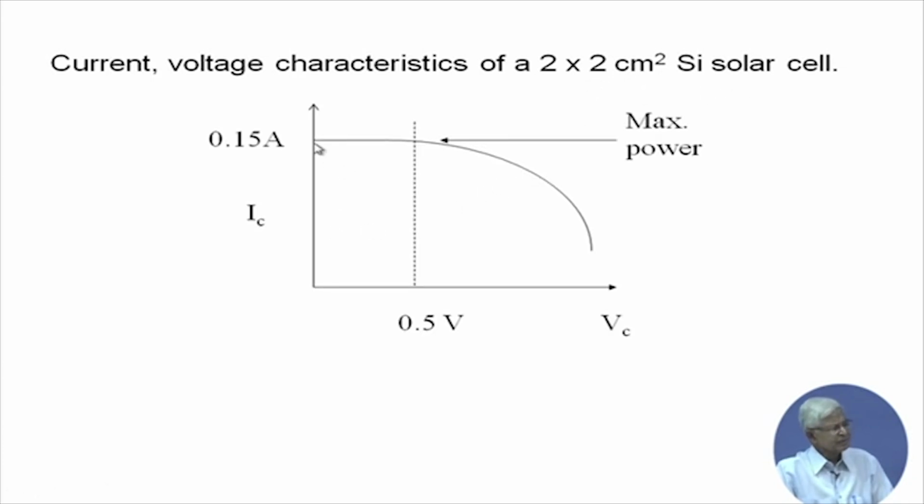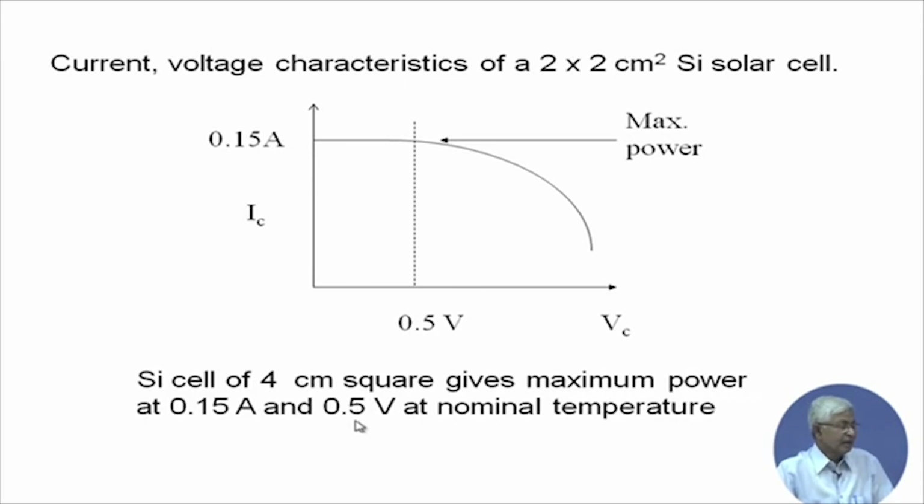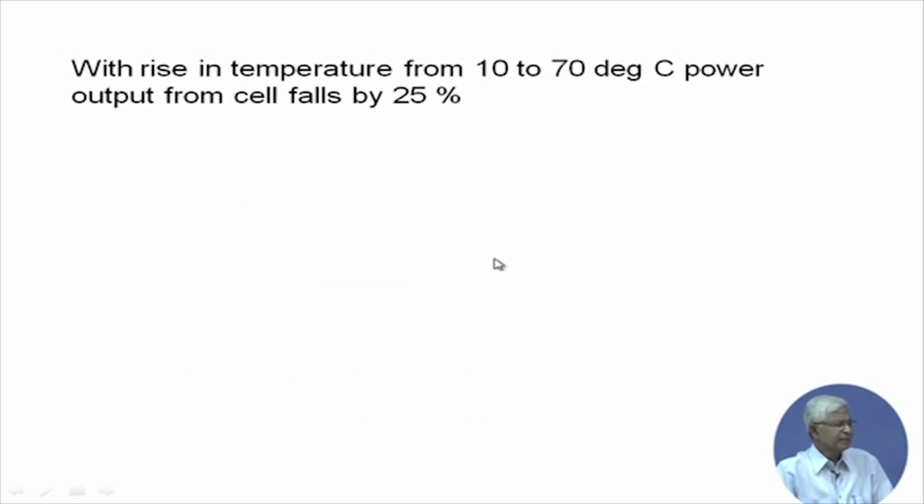It roughly goes like this: initially at very low voltage current is constant, and then as the voltage increases, the current will fall. So, the maximum power can be attained when the voltage is about 0.5 volt and current is about 0.15 ampere. These are all typical values. So, we can set the operating point at this place.